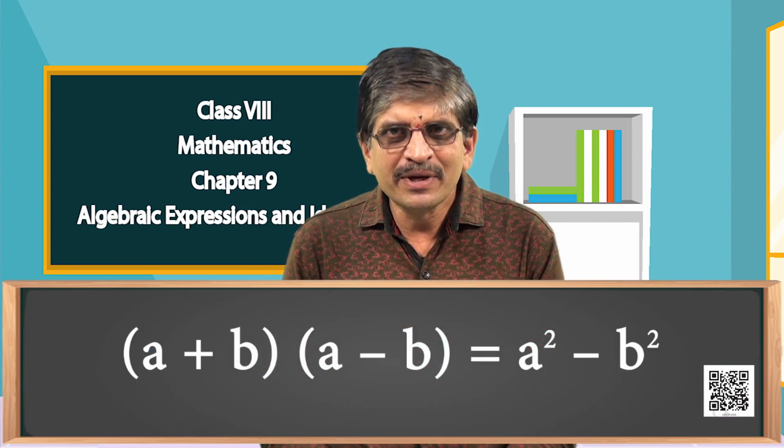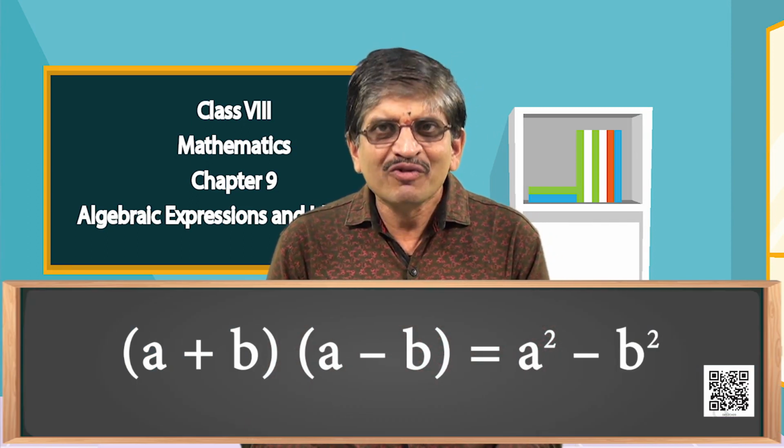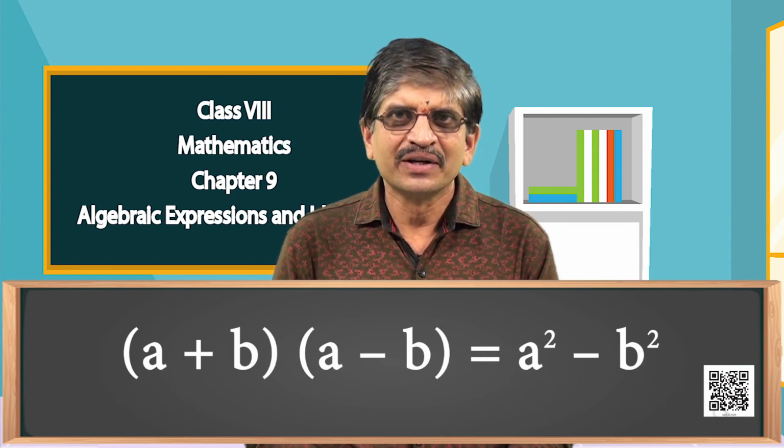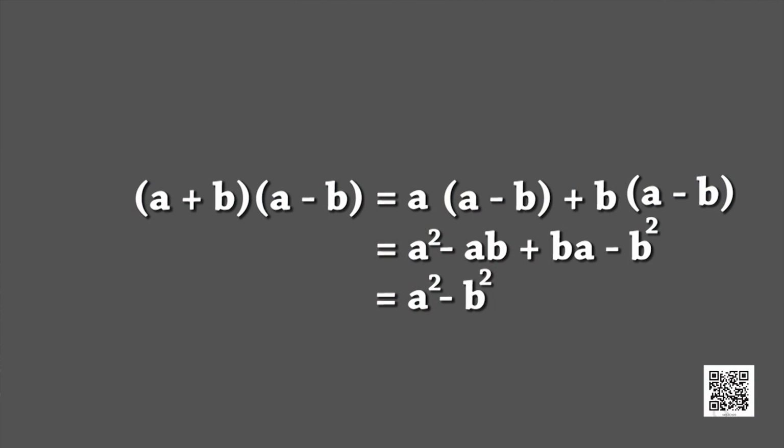We now learn identity 3, that is a plus b times a minus b is equal to a square minus b square. Are you ready to learn? Good. Consider a plus b times a minus b. A plus b times a minus b is equal to a times a minus b plus b times a minus b. Here we use distributive property, which is equal to a square minus ab plus ba minus b square, which is nothing but a square minus b square.